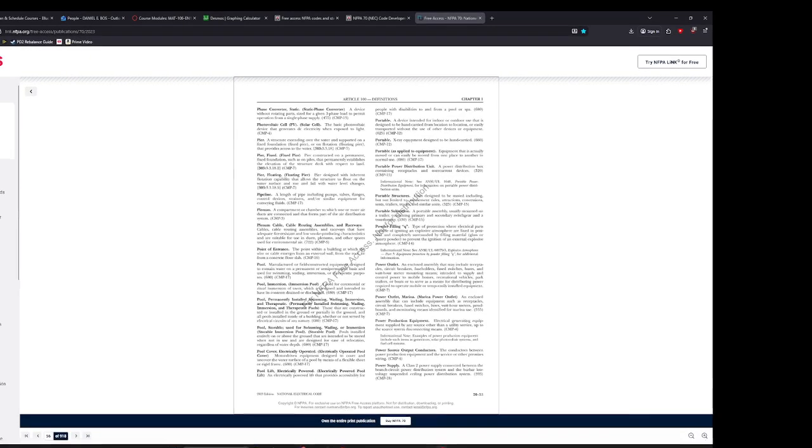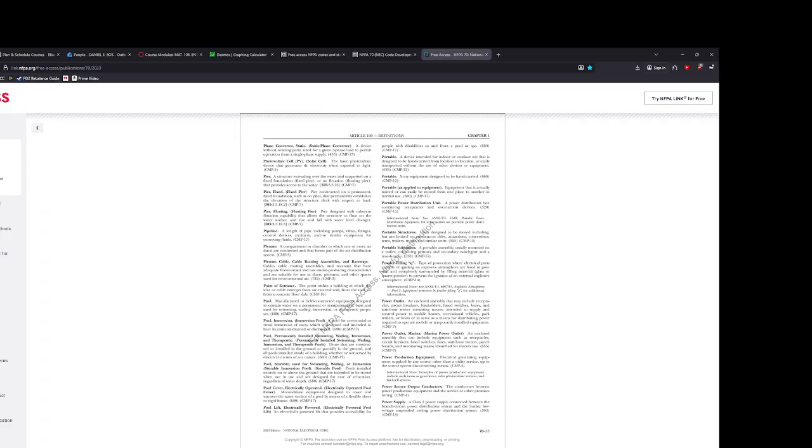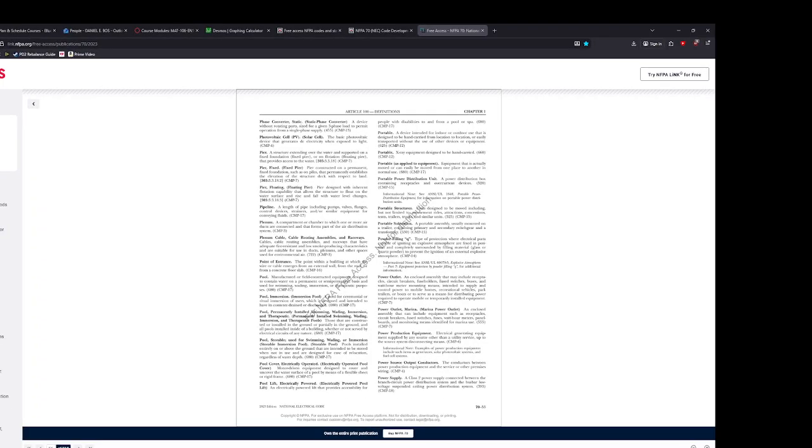Photovoltaic cell, or PV solar cell: the basic photovoltaic device that generates the electricity when exposed to the light. Or DC electricity, yeah. We know what that is. It's the solar panel, or the thing inside the solar panel.